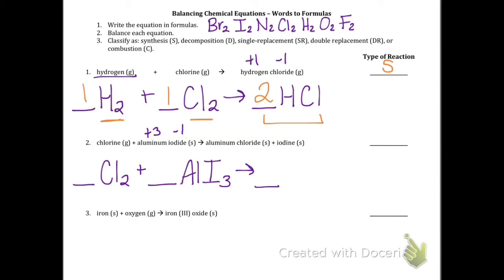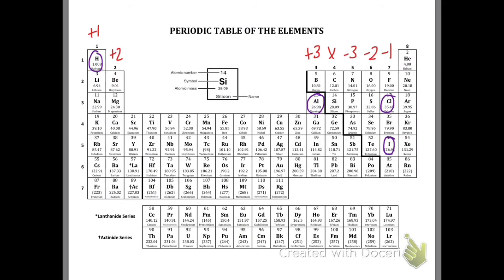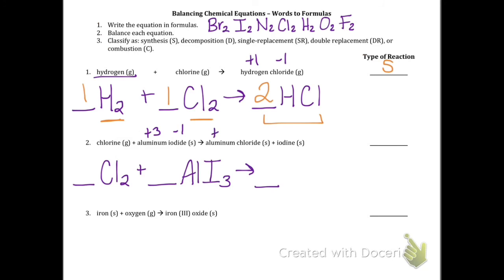Okay, same thing here, aluminum chloride. So aluminum is still +3, chlorine is -1. So going back and put +3 -1, looks very similar. So for every 1 aluminum, I need 3 chlorines to cancel out my charges. Plus iodine is part of Brinkelhoff, so I need a 2. You should be able to balance this equation and tell me the type.